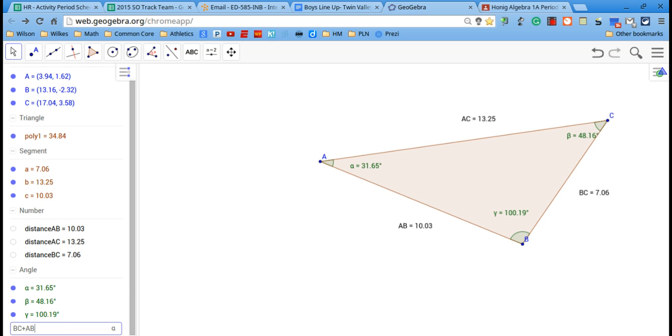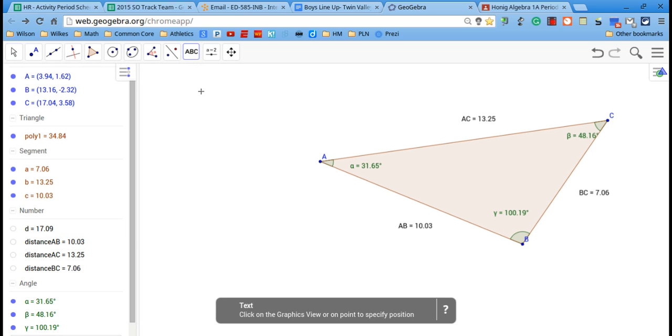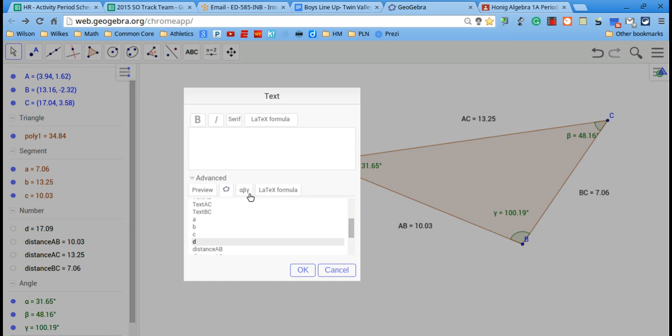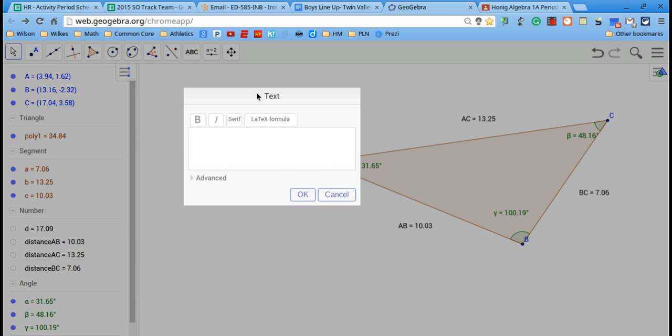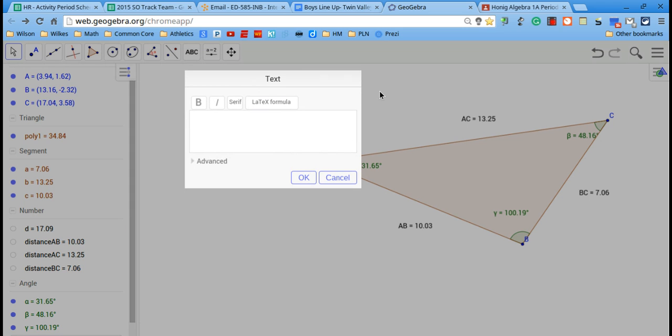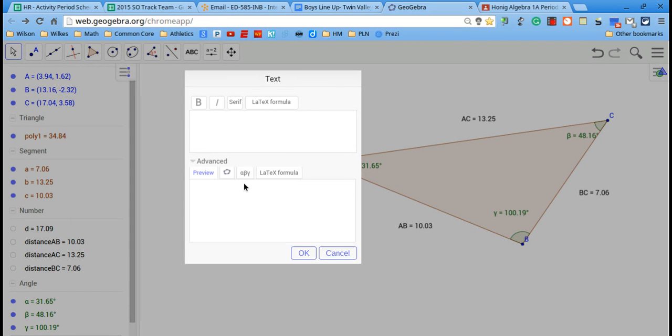I just hit enter, and it gives me this point D right here. Okay, so now I have D, which is a distance that I've been given. And now I'm going to get my text tool and type on my actual project up here. The first thing that pops up will probably be something that looks like this. And some of you that remember, we want to go and use the advanced settings.